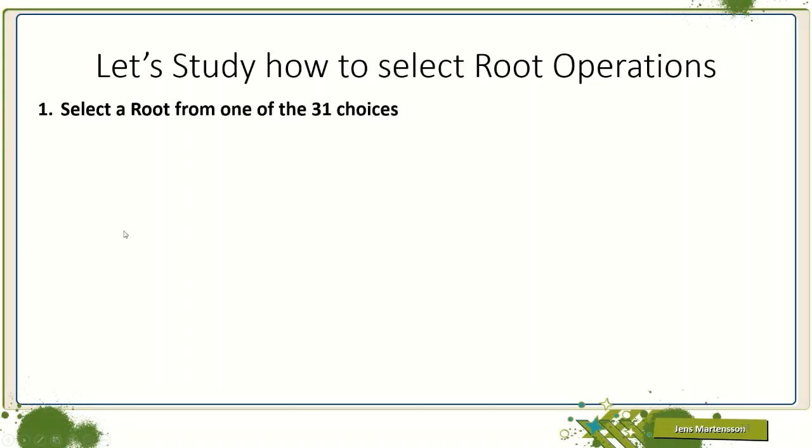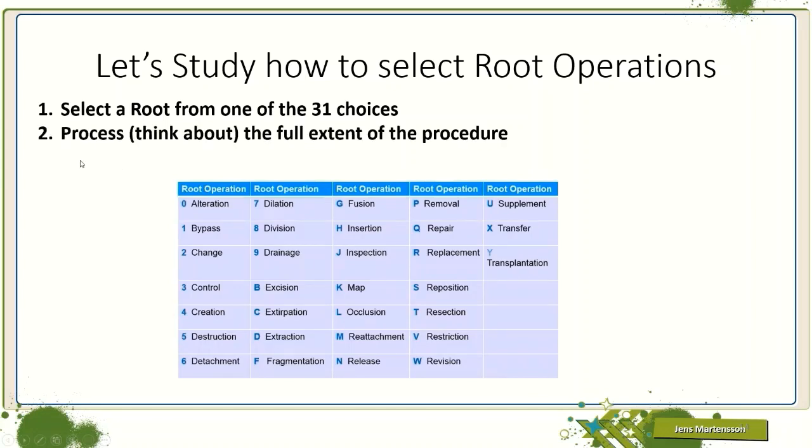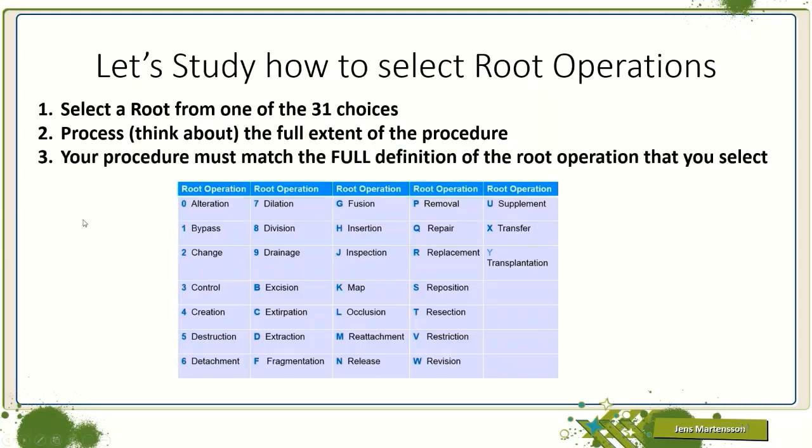We have 3 steps. Step 1, when you have a procedure, you have to select one root from the 31 choices. So if we have a medical surgical procedure, we have to select one root from the 31 choices. Then the second thing we have to do is think about the full extent of the procedure. In other words, we have to think about what is the objective of the procedure. Then third, your procedure must match the full definition of the root operation that you select. And if it does, you have the correct root operation.